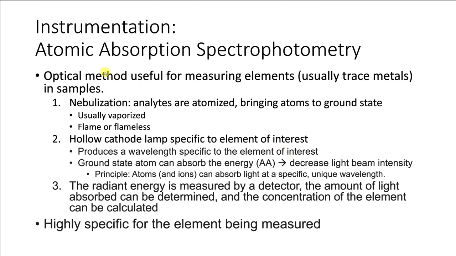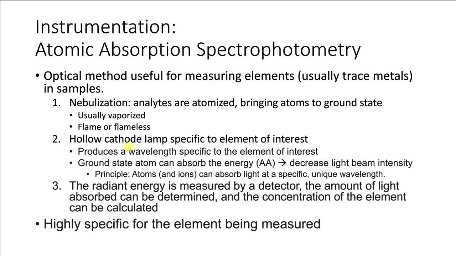So we use this in what we call atomic absorption spectrophotometry. This is an optical method used for trace metals like lead or, not nickel, sorry, zinc in samples. The steps we need in order to do this: first we must nebulize the analytes, so we turn them into a bunch of atoms, and those atoms are brought back down to ground state. In order to nebulize a sample in the first place, we vaporize it either through flame or flameless methods. Then we produce a hollow cathode lamp specific to that element of interest.